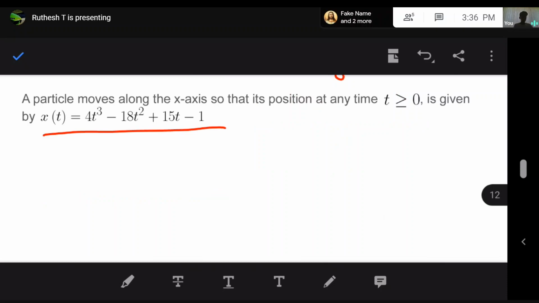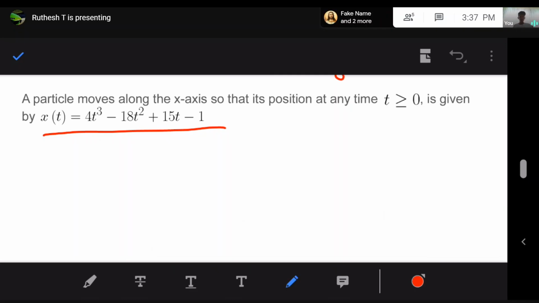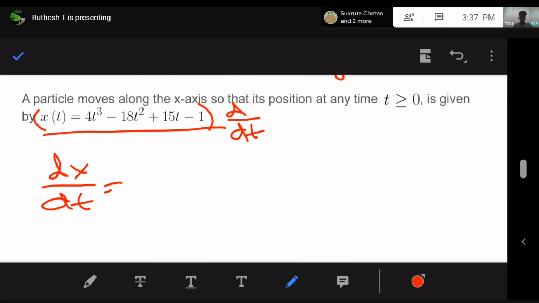So given a position, this is like basic physics stuff, I guess, but not really. Given this position function, we can differentiate with respect to t on both sides, and then we get dx over dt. It's just a power rule, so it's 12t squared minus 36t plus 15.